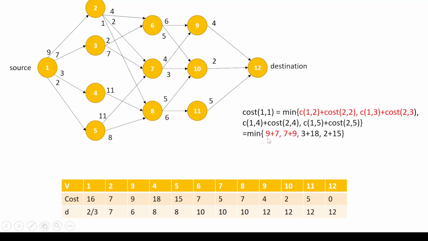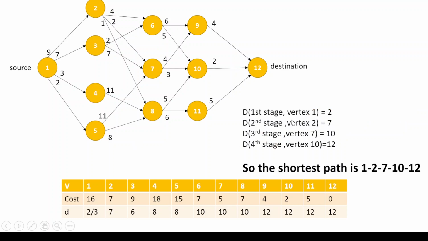Now you will notice that both 9 plus 7 and 7 plus 9 give equal weight. It means that whether you move through node number 2 or node number 3, you will get the shortest path. So how do you put it in the table? You put 2/3, indicating that you can choose either of the nodes. So how do we finalize the shortest path? From first stage vertex 1, the node I should travel through is 2.